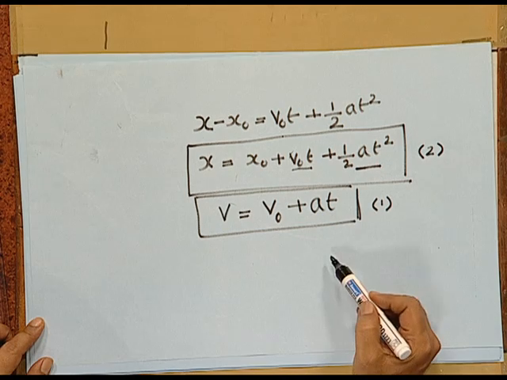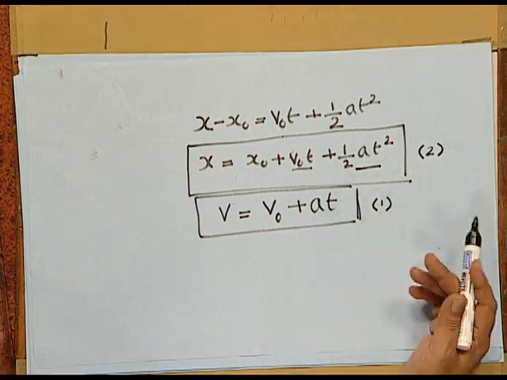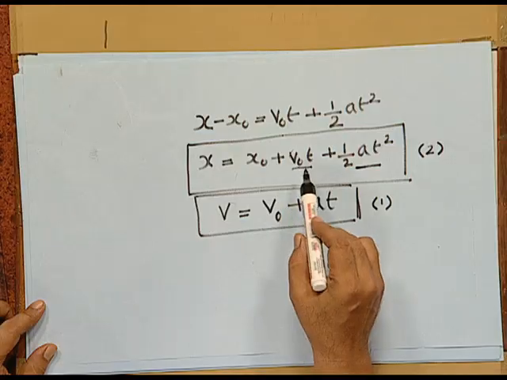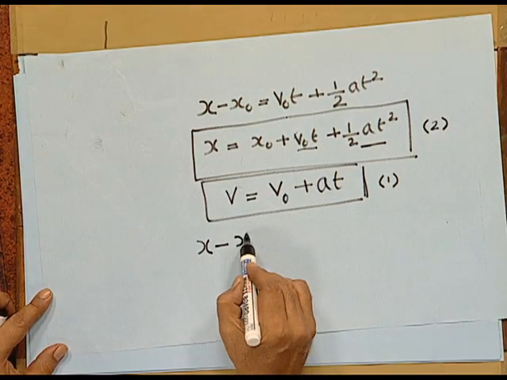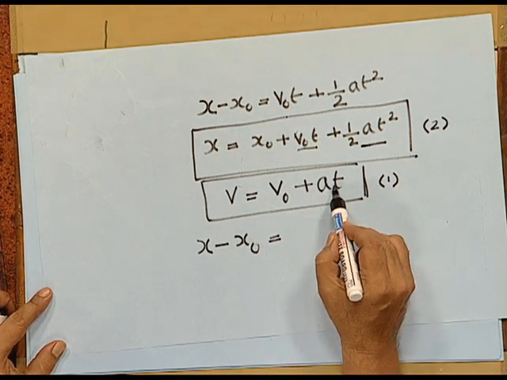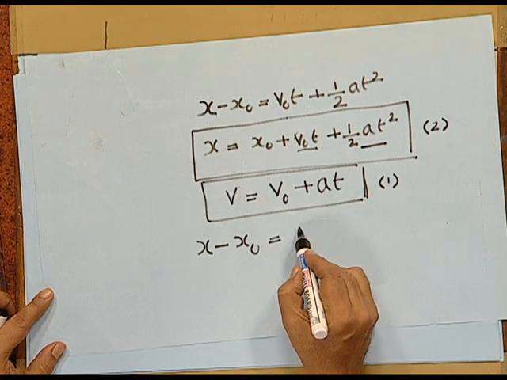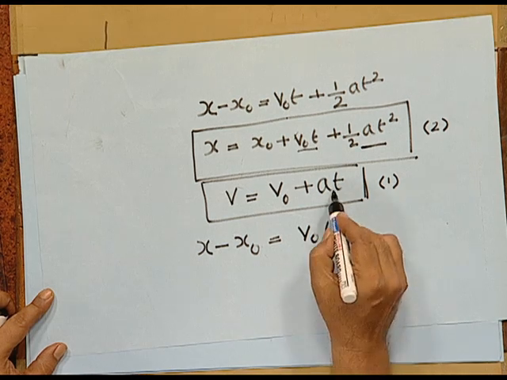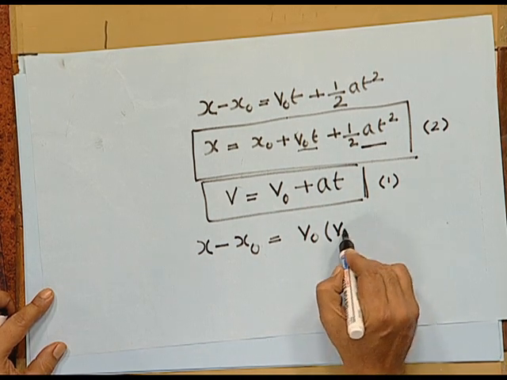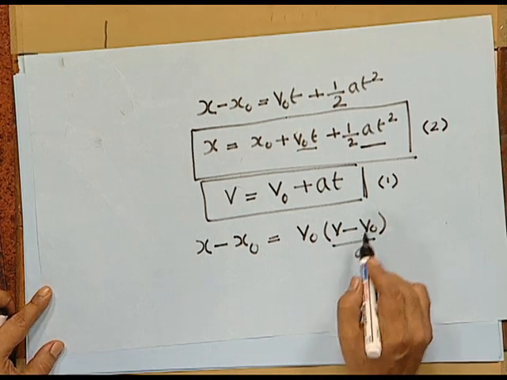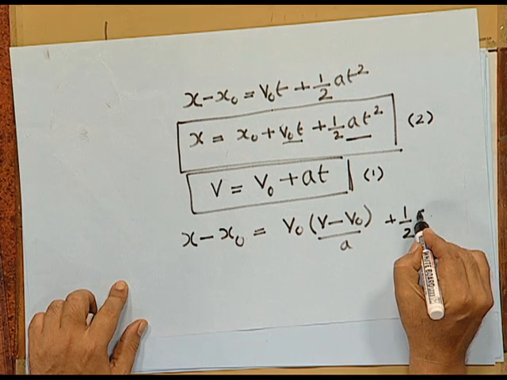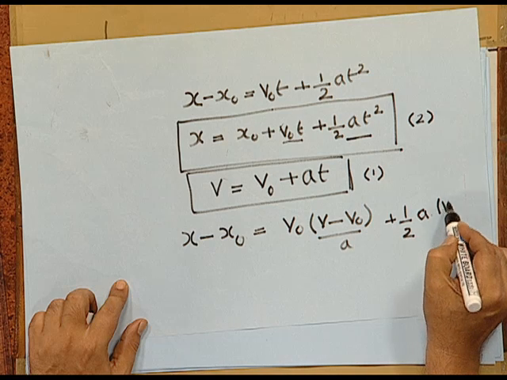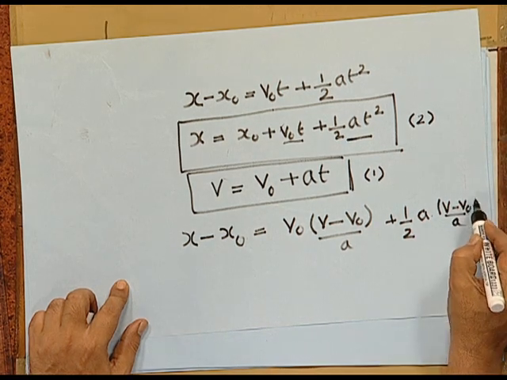time as a variable. Now, if you want to relate these two, removing time as a factor, then how are x, x naught, v0 and a related? If you remove t by eliminating t in these two equations, we get the relationship for x minus x naught. Substituting for t, you have x minus x naught equal to v0 into, for time, I am substituting in that equation, v minus v0 by a. That is, substituting equation 1 for t, then you have plus half a. For time squared, I have to substitute v minus v0 by a whole squared.